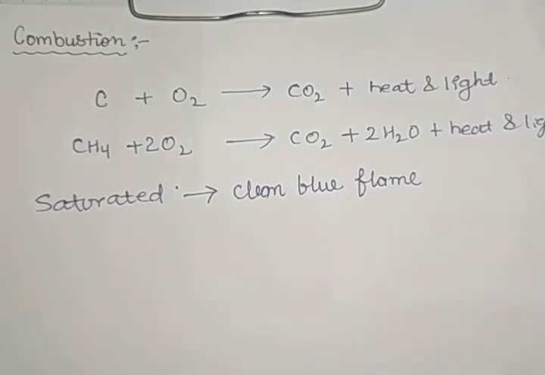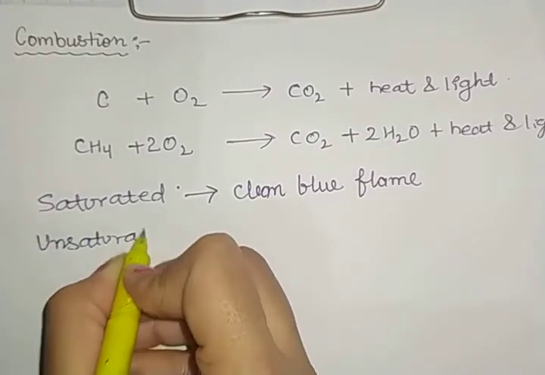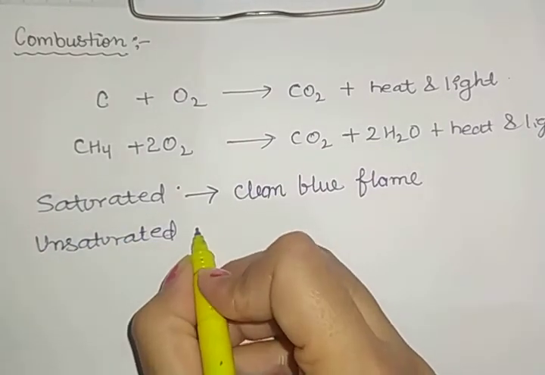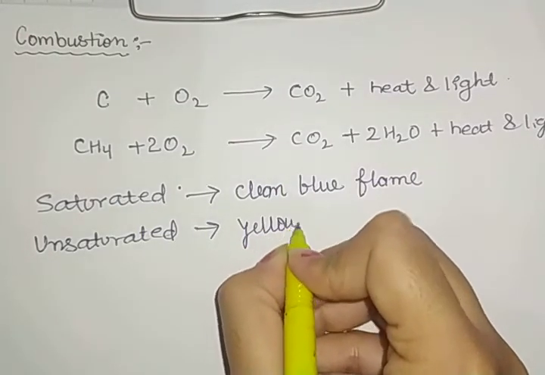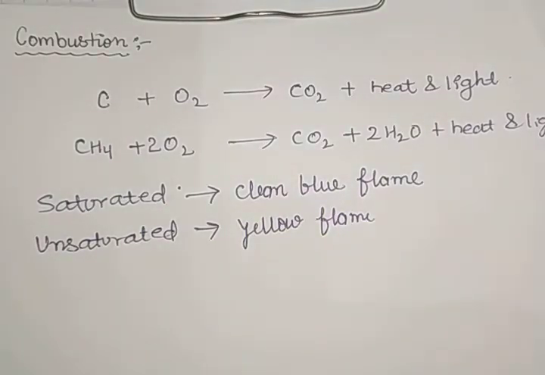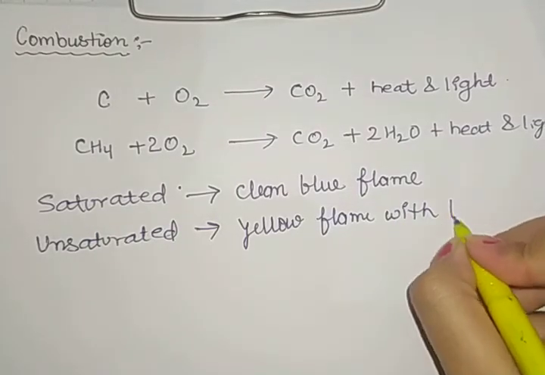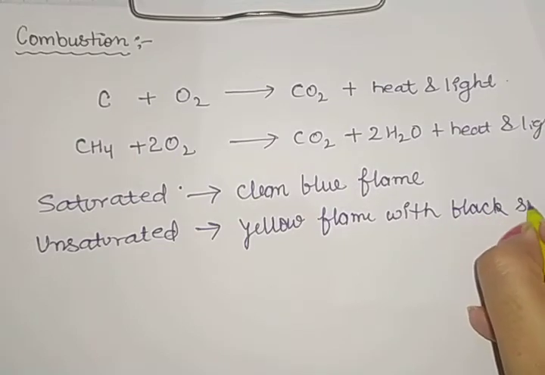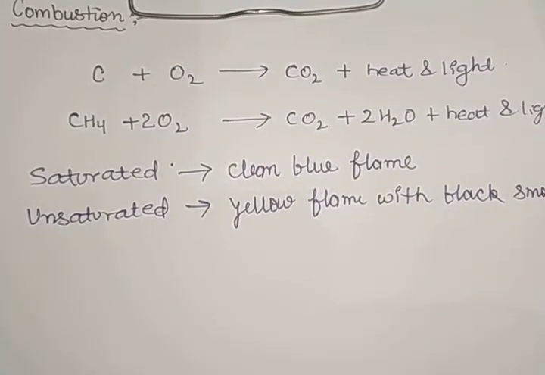And when we are taking unsaturated compounds, what happens? There is production of a yellow flame with a lot of black smoke. Clear? This is how different flames come, and we can observe it with saturated and unsaturated compounds.